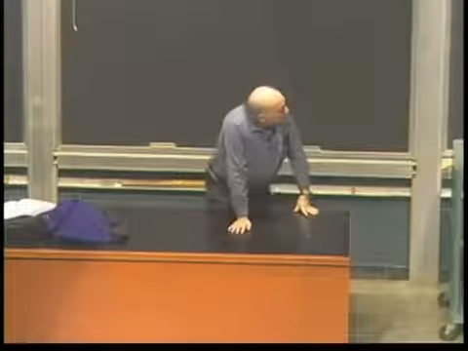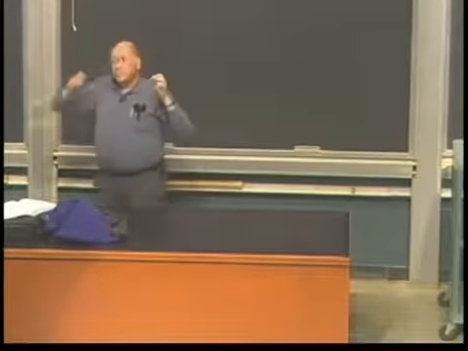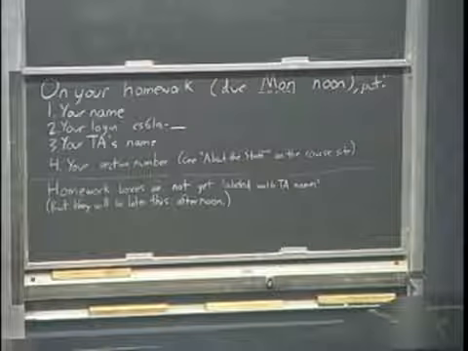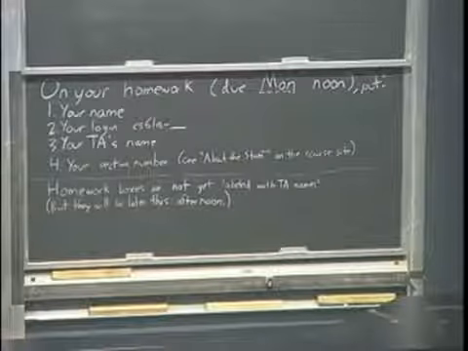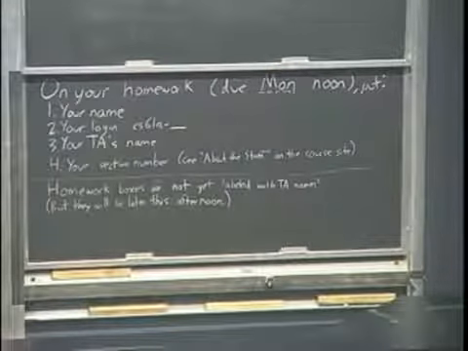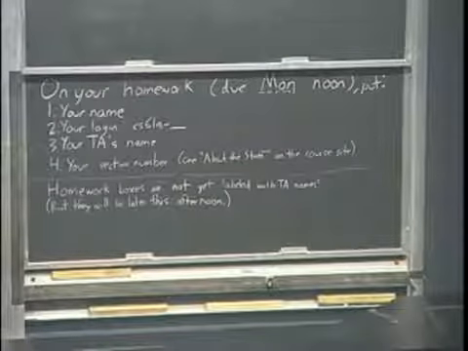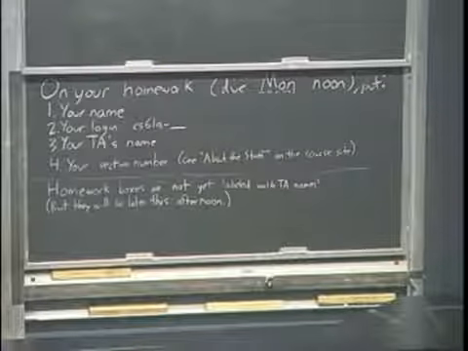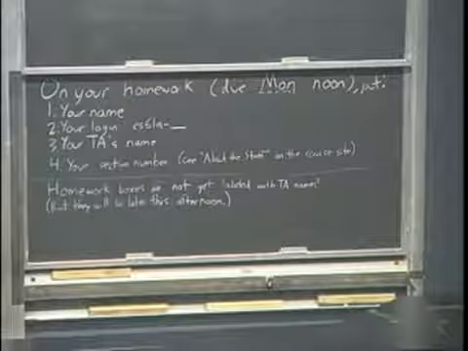Okay, on your homework, yeah, your name, your login, your TA's name. I said this, I think, last time, but let me say it again. The physical piece of paper that you turn in for homework 1 is the way that each reader knows which students he or she is responsible for grading. So if we can't figure out who you are from the piece of paper, nobody's going to grade your homework. And that's another way to flunk the course. So that's important. Do all that stuff.